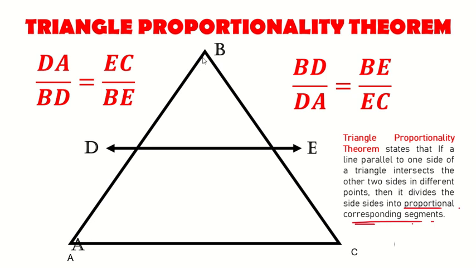So what are the sides we are getting? BD by DA equal to BE by EC. Either you can write it like this, or you can write DA by BD equal to EC by BE. So this is the proportionality theorem. When a line is drawn parallel to the base, obviously it will divide the sides proportionally, right?